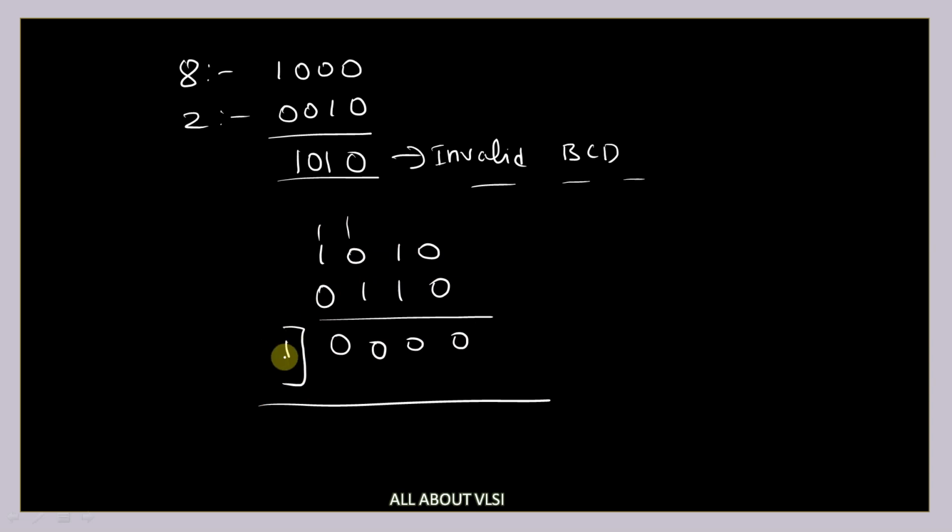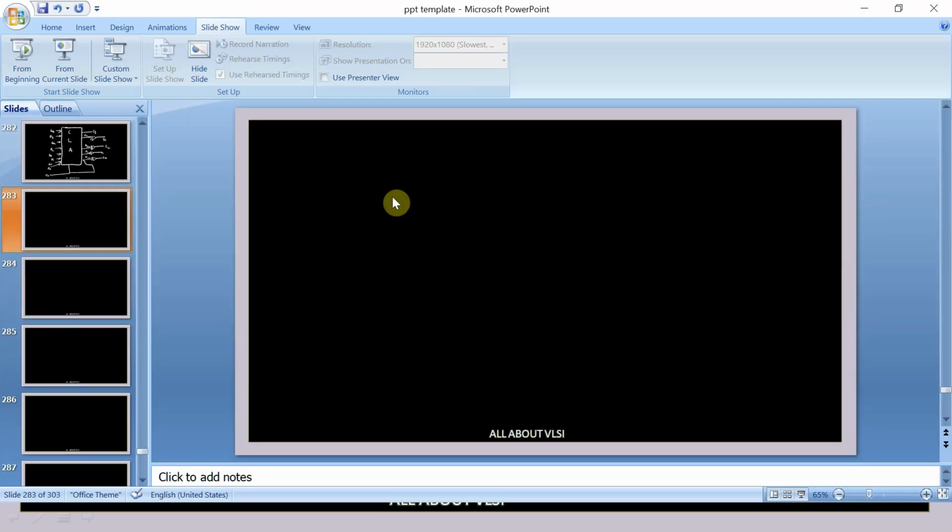This is our output C out. So this is what we are going to design. If we get an invalid BCD code, we should add +6, or if we get a normal BCD code, which is in the range of 0 to 9, we are not going to add +6. So this is our motive. Is it clear?